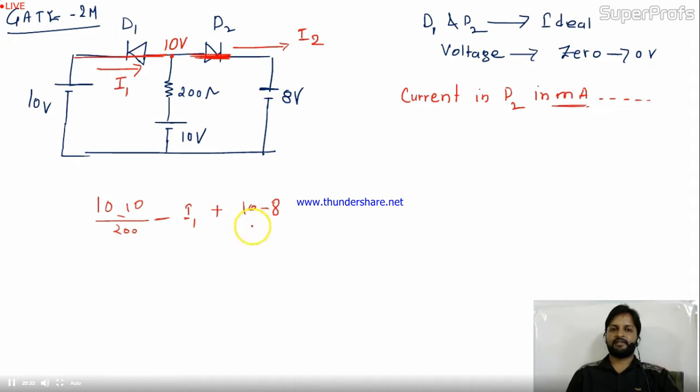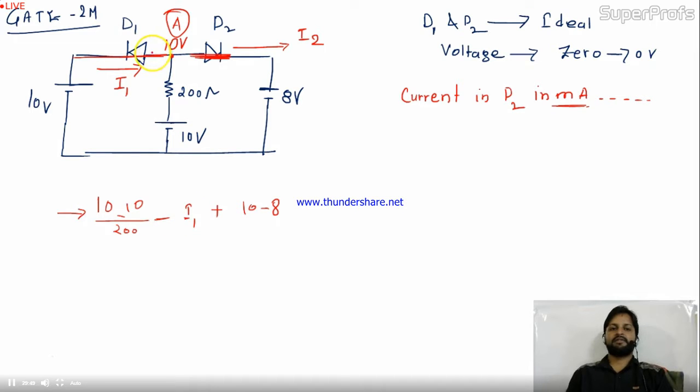10 minus 8 divided by... okay, this condition can't be fulfilled. Why? Because when you short D1 and D2 both, the condition of faulty voltage comes up. At this node A, you then have two voltages, 10 volt and 8 volt. So it is not possible to short them. Okay, so we'll correct ourselves.